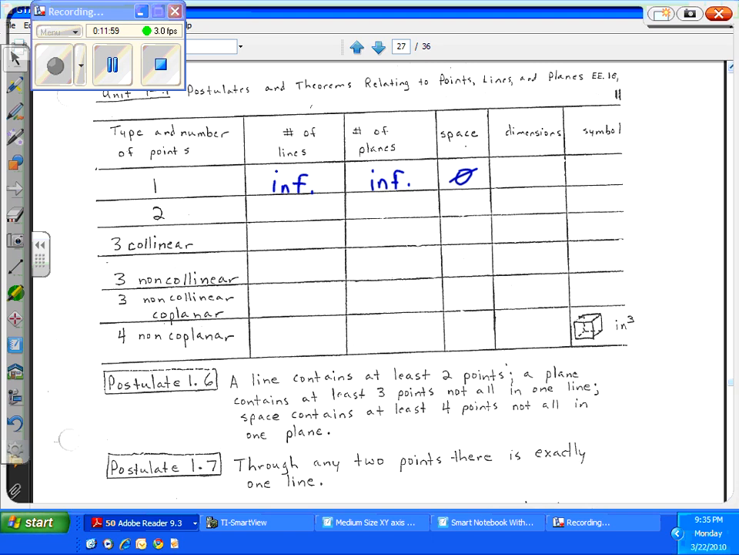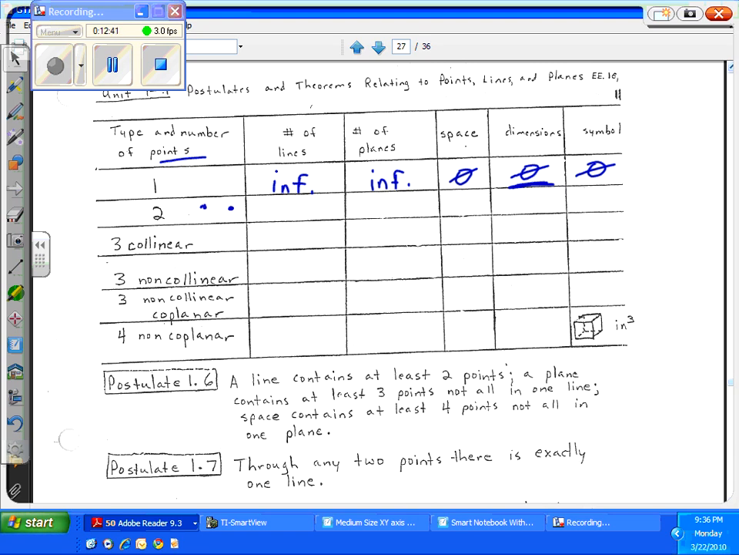There is an infinite number of lines that go through 1 point. There's an infinite number of planes that go through 1 point. Space is 3 dimensions, and 1 point has not yet created 3 dimensions. A point has no dimensions. In fact, remember, a point was a what? It was an undefined term. It has no size or shape. It's a location. And the symbol for a point is PT if we were just going to name a point. But what we're trying to talk about is, have we created any dimensions yet? No. And so there's not a symbol to represent no dimensions.